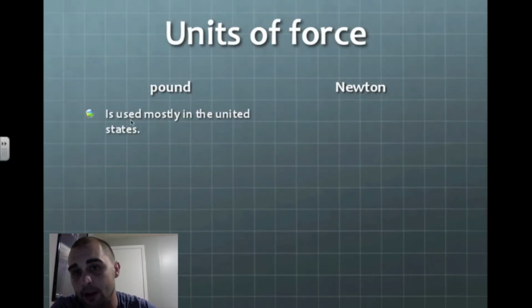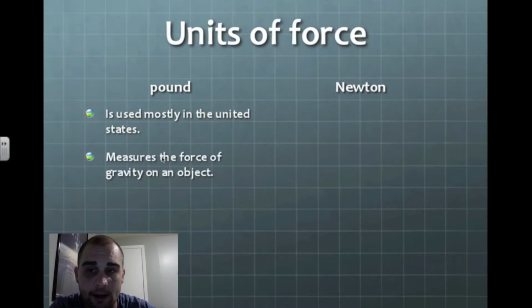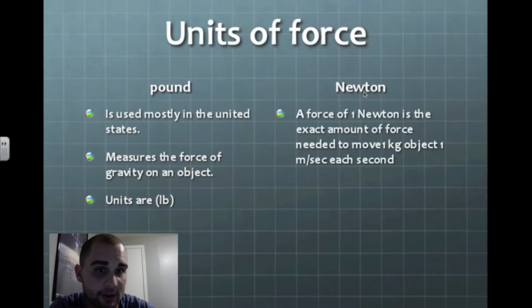Units of force. So there's the pound, which is used mostly in the United States, and measures the force of gravity on an object. Units are pounds, or lbs. Okay, and then we're going to be talking about the newtons over here, the other force. This is the metric version.